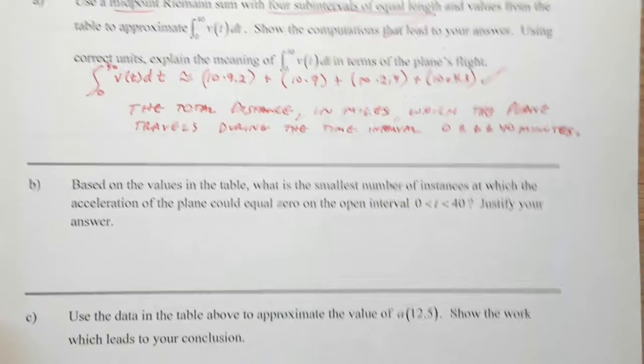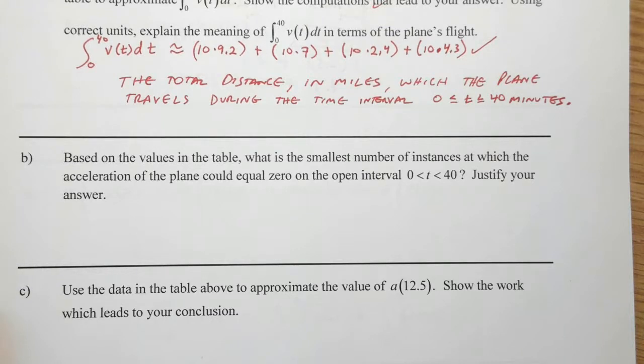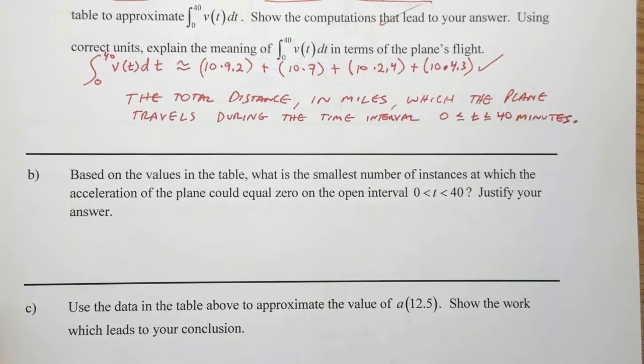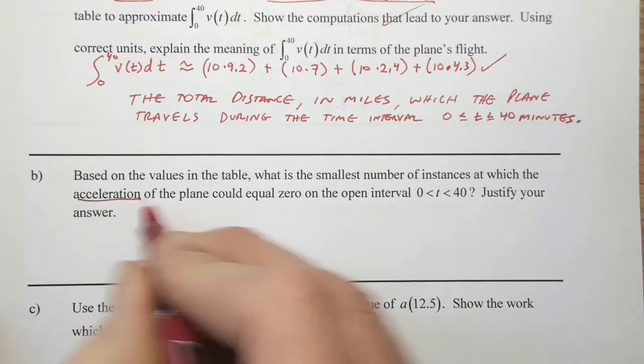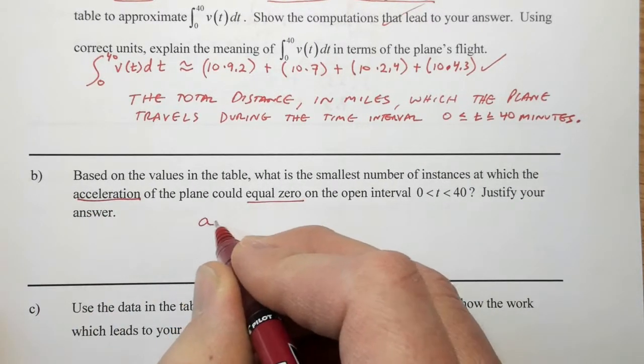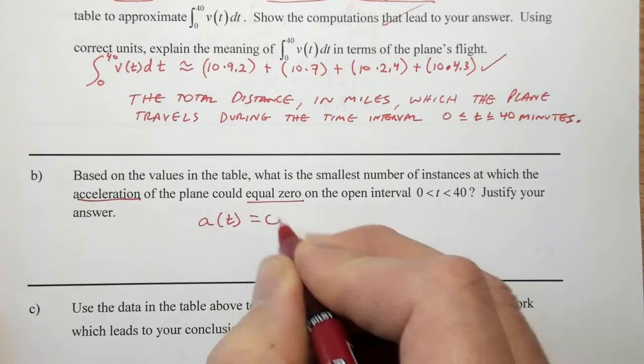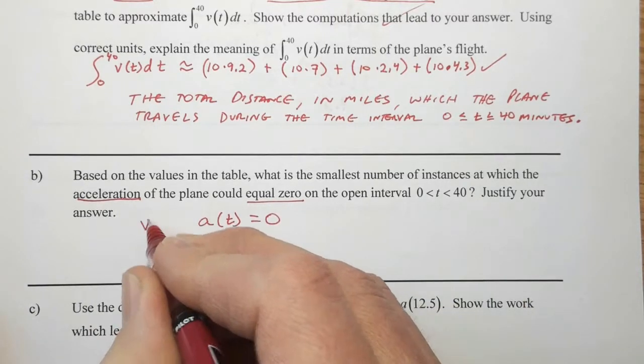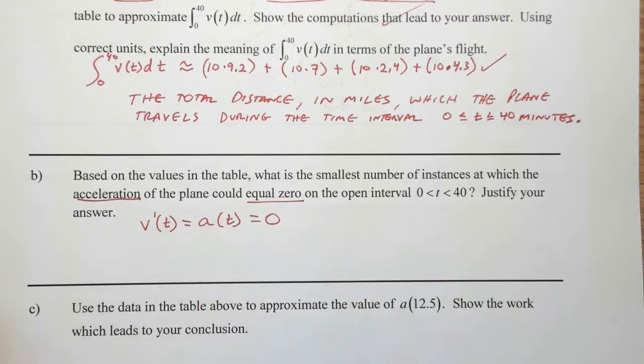Now, part B says, based on the values in the table, what is the smallest number of instances at which the acceleration of the plane could equal 0 on this open interval? Justify your answer. All right, so we're interested in the acceleration being equal to 0, and we know that the acceleration is v prime. So when is the derivative going to be equal to 0?